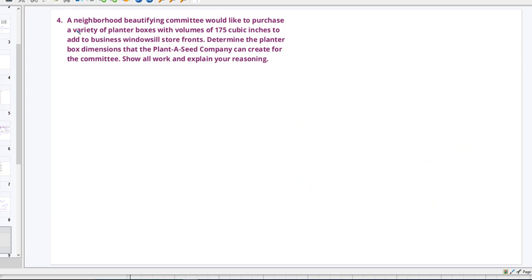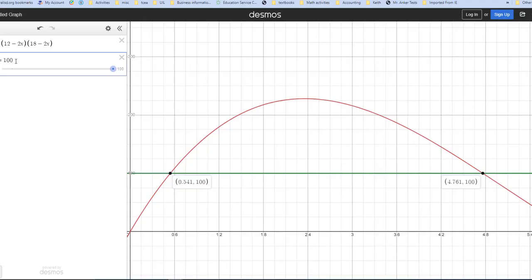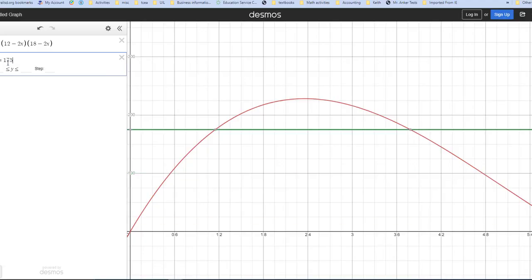So now, I want you to think through what you would do to create this one. You want it to be 175 cubic inches. So when you did this, that means you need to change this from 100 to 175. So that brought us up a little bit to those two locations. And again, we're not worried about the other one because it's off of the situation that's possible. So we have those two planter scenarios.